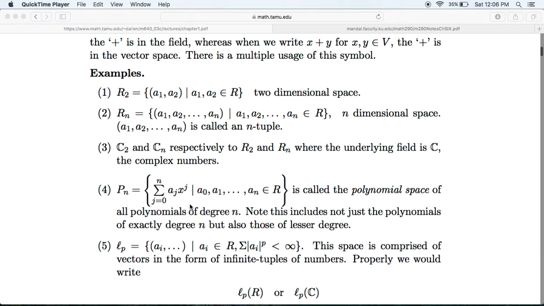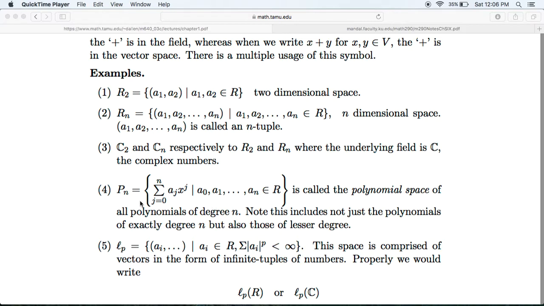Another interesting vector space is the space of all polynomials of degree n, which is written in this way: summation over j, a_j x^j up to n, where the a_j's are real numbers and x is some variable. Note that this space Pn also includes polynomials which are of degree less than n.